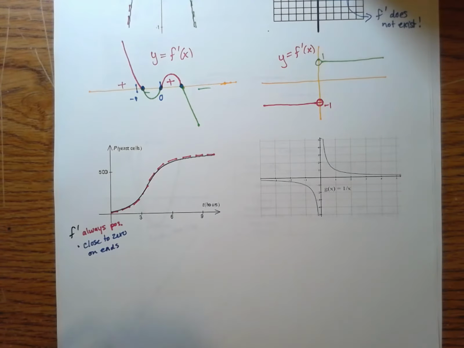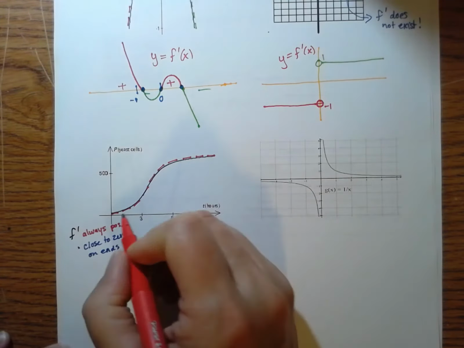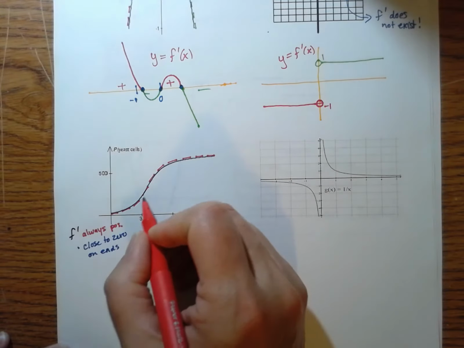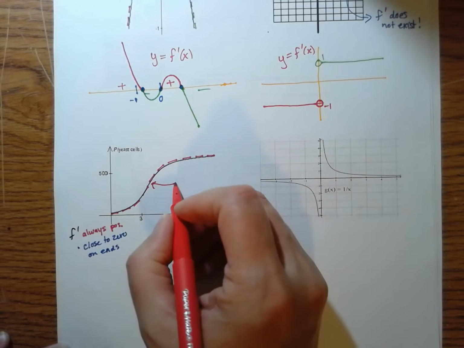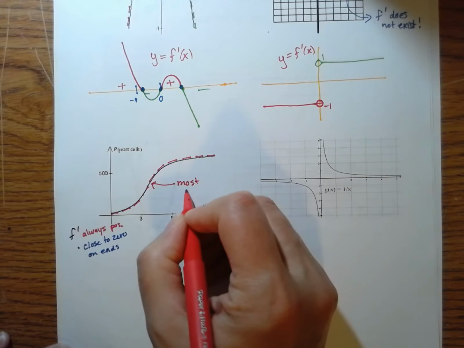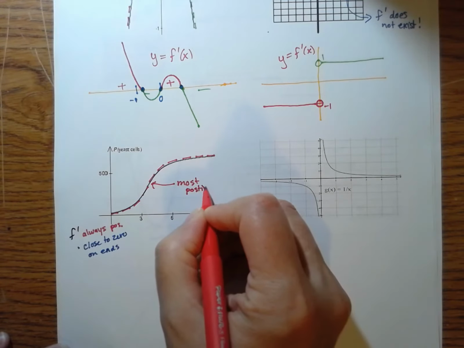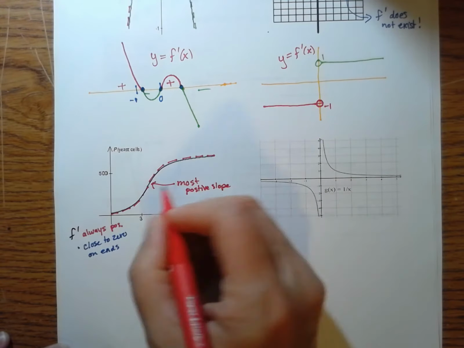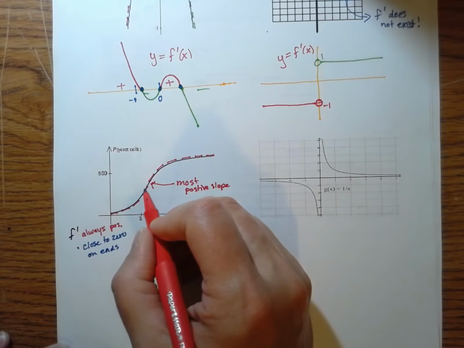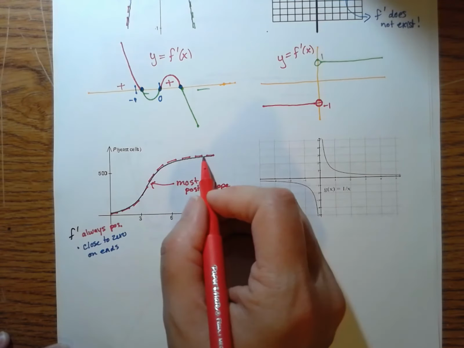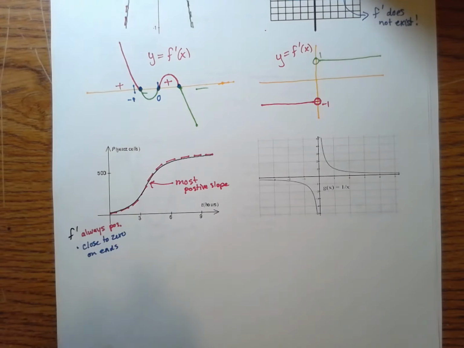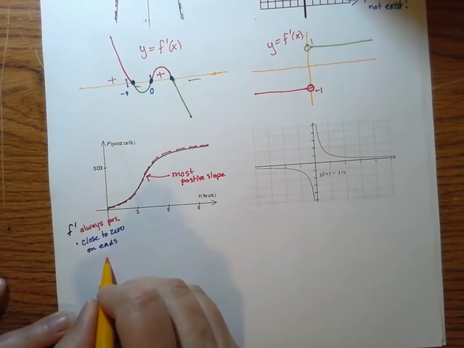And if it's always positive, where is the most positive slope? I would say it's probably about right here. Most positive slope. And I say that because as it starts curving back down, those slopes get less and less steep. So we've got to draw a graph that kind of does that.